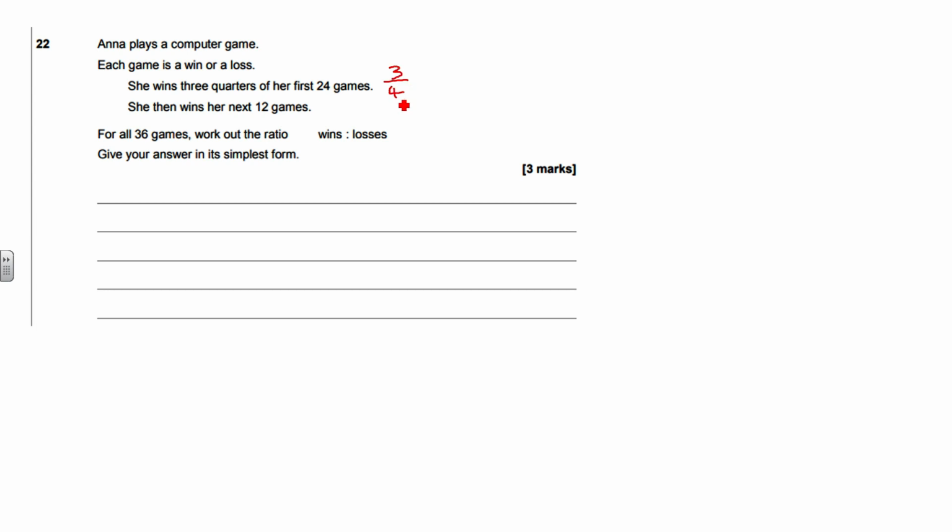So 3 quarters of 24. 24 divided by 4, and then times by 3. So 24 divided by 4 is 6, times 3 is 18. So she won 18 of these games, and then a further 12. 18 and 12 is 30. So she won 30 games.